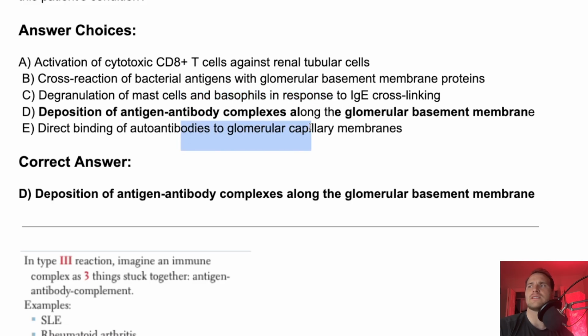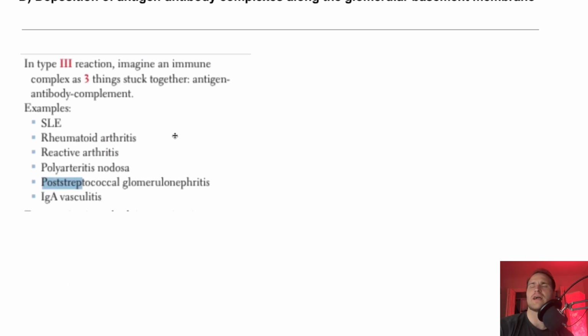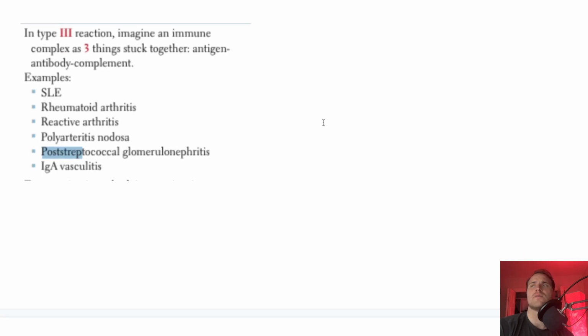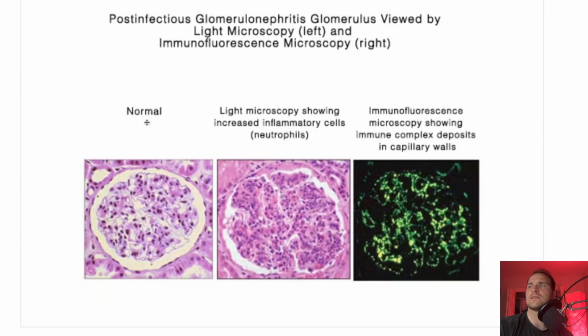Direct binding of autoantibodies to the capillary membrane. So autoantibodies directly binding would be like Goodpasture syndrome. That's a type 2, and that's when antibodies directly bind against the basement membrane and they don't circulate as immune complexes. And that would have some lung involvement like hemoptysis. So type 3 reactions, you think of SLE like lupus, rheumatoid arthritis, reactive arthritis, polyarteritis nodosa, PSGN, and IgA vasculitis. So let's look at what this would look like.